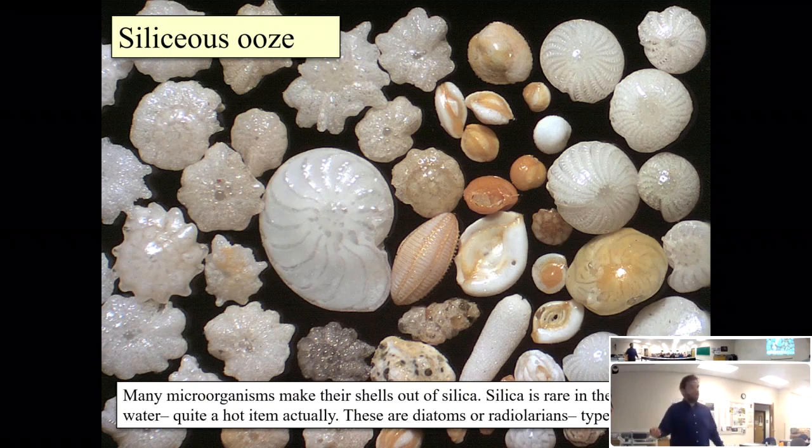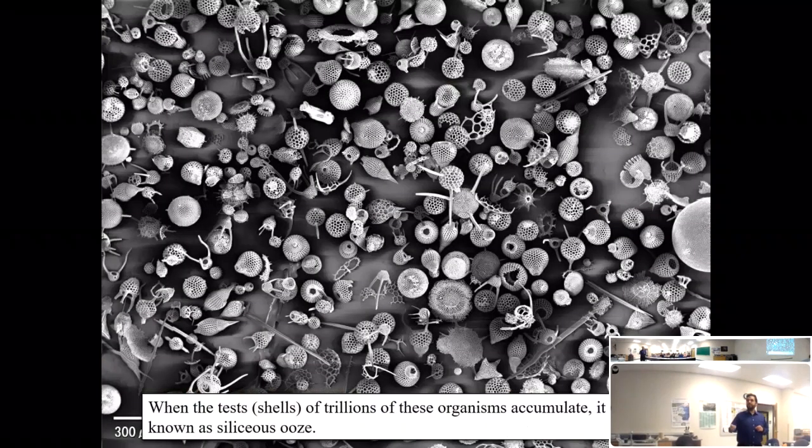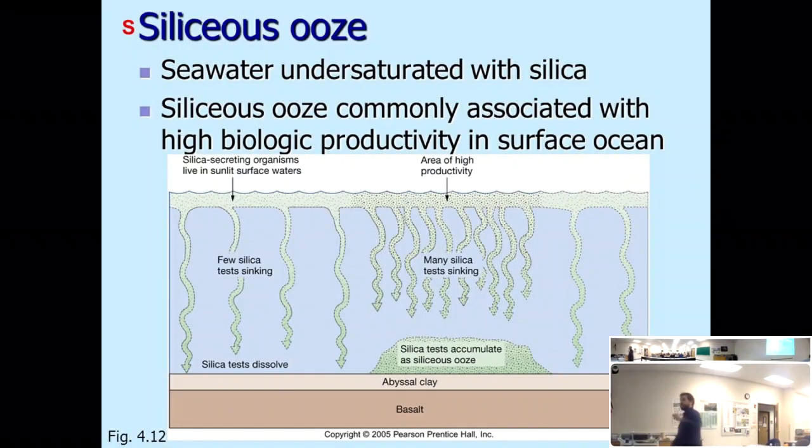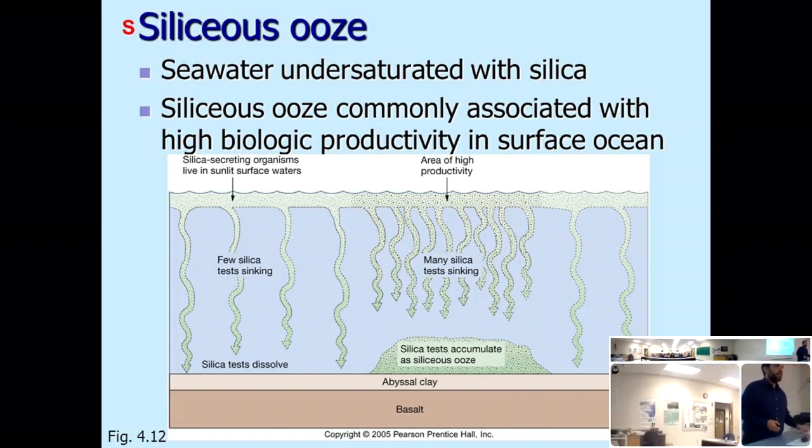Now, silica in the ocean is a hot item. It's a really hot item. Everybody wants it. And it's actually very, very depleted in the ocean water, dissolved in the ocean water. So these are all types of diatoms and radiolarians that make their shells out of silica. And that silica is going to build up just like the calcareous ooze. Now, this is a thing I want you to consider here. Silica is not affected by acid. The acid doesn't eat it away, like the calcareous ooze.